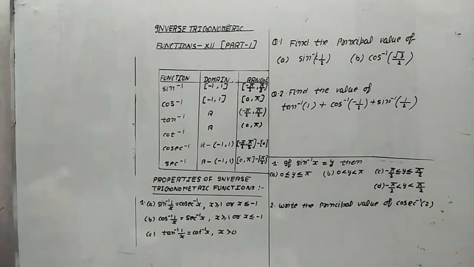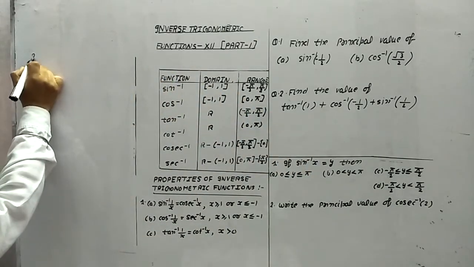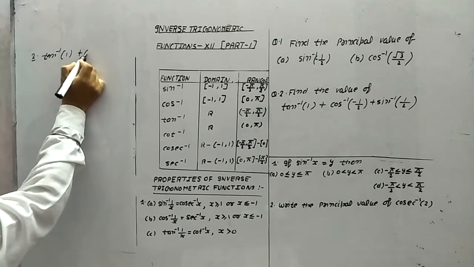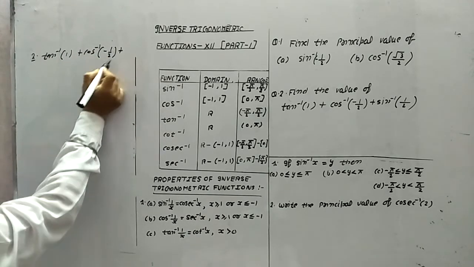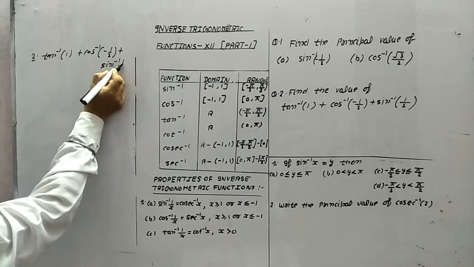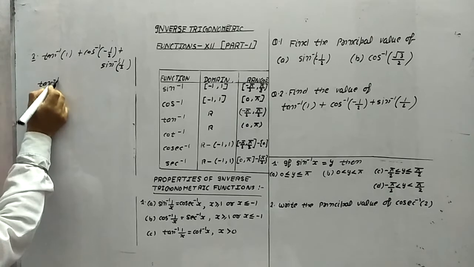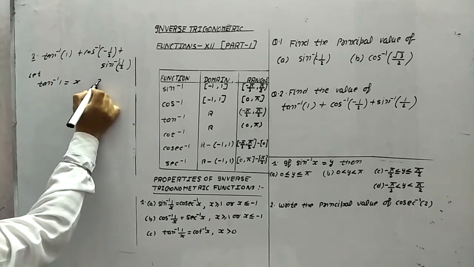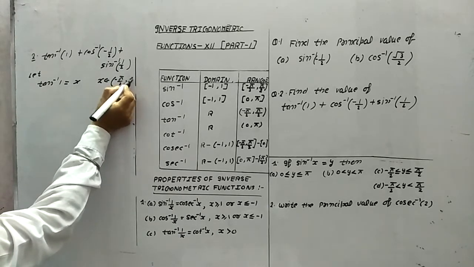देखिए हमारे पास ये क्वेश्चन है, second question: tan inverse 1 plus cos inverse minus half plus sin inverse half. Now look at this thing one by one. For first part, let tan inverse 1 is equals to x. It means here x belongs to minus pi by 2 to pi by 2.